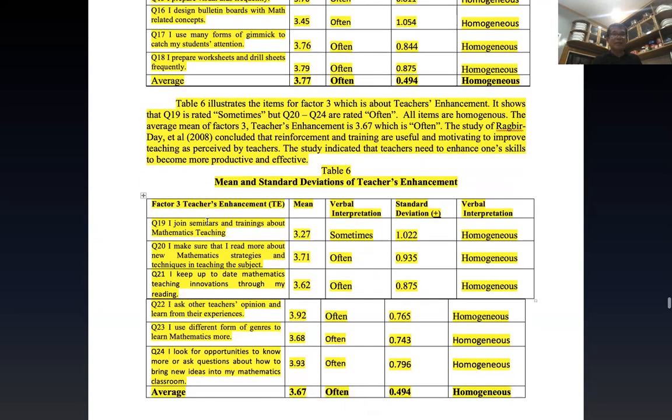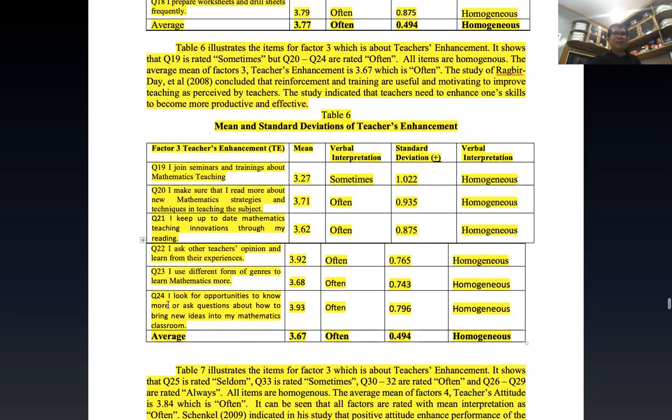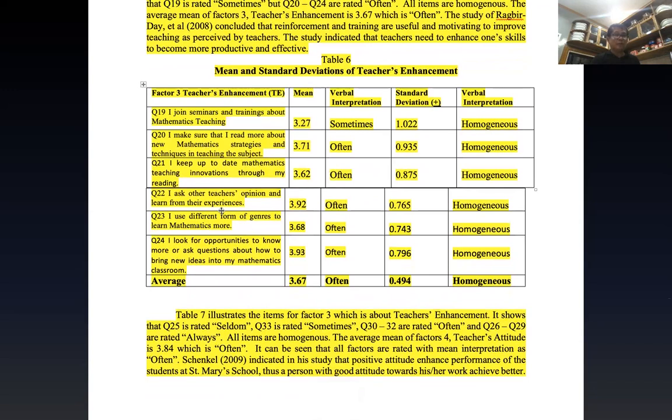Next is factor 3, found in table 6: teacher's enhancement. It is composed of Q19, Q20, Q21, Q22, Q23, then Q24. Q19: I join seminars and trainings about mathematics teaching. Q20: I make sure that I read more about techniques in teaching the subject. So forth and so on up to Q24: I look for opportunities to know more or ask questions about how to bring new ideas into my mathematics class.